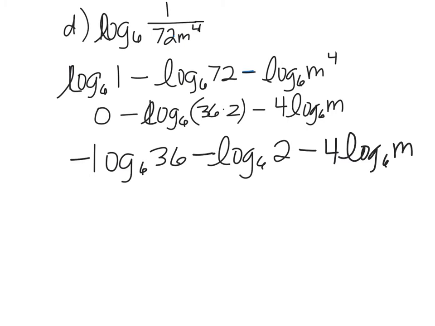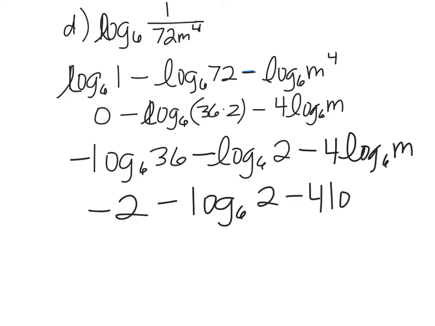Now, what is log base 6 of 36? 2. Okay, so yeah, we have a negative 2, but it is 2. And then minus, and just leave this one. Log base 6 of 2 minus 4 log base 6 of m. And I think that's it. Is that it? Yeah. That's as far as you can go.